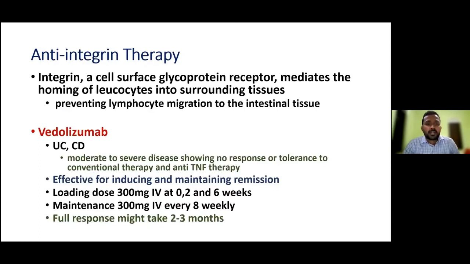So the anti-integrin therapy, and we know that integrin is a cell surface glycoprotein receptor which mediates the homing of leukocytes into the surrounding tissues. So by using anti-integrin, we can prevent lymphocyte migration to the intestinal tissue. The most commonly and currently licensed anti-integrin therapy is vidofludimus, which can be used in both ulcerative colitis and Crohn's disease for both moderate to severe disease, both in previously biologic exposed patients and also biologic naive patients.